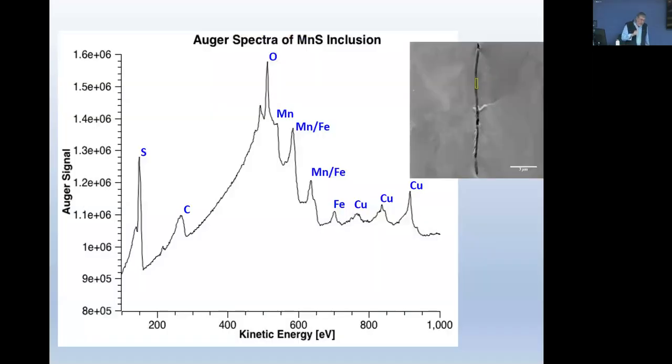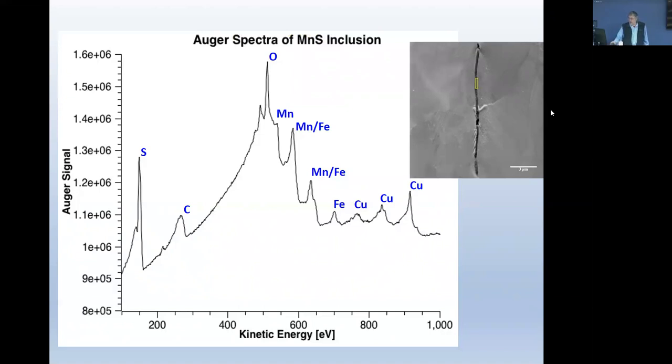So let's go back to the Auger, what we can do with Auger. Here is one of these manganese sulfide inclusions. Again, these are long and thin. The length comes from the production of steel: when it's hot, they roll it to make a bar, for example. During that rolling process, you get these elongated manganese sulfide inclusions. The importance of these is that they also cause localized corrosion, pitting, and things like that. So we have to understand them on the atomic scale.